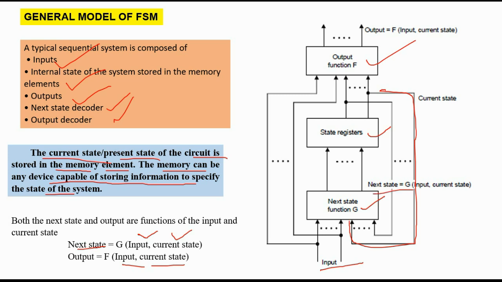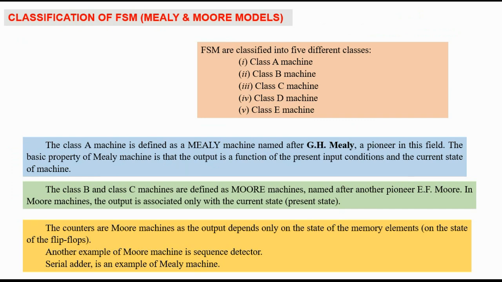So this is about the next state, the current state and the output. This is the general view of an FSM, and FSMs are classified into basically 5 categories. These categories come under 2 models, which we can call the Mealy model and the Moore model. So what do we mean by Mealy and Moore model? See, the class A machine, what I have listed here: class A, class B, class C, class D, class E.